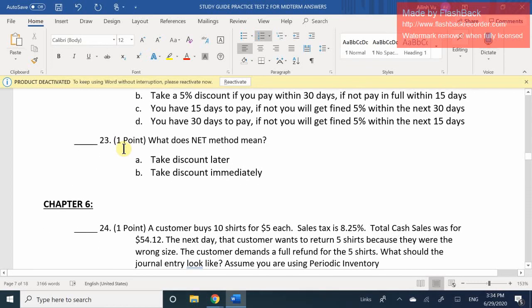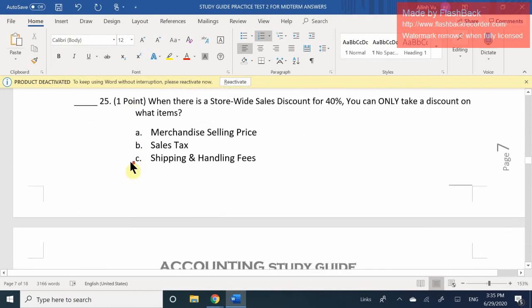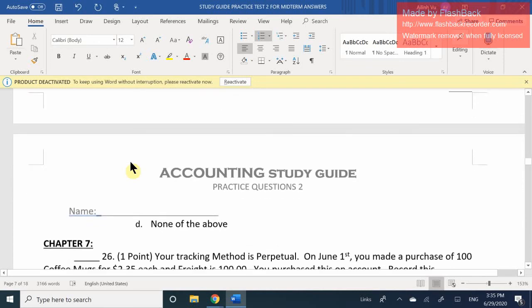Number 23. What does net method mean? B. Take the discount immediately. Yes, net. That is true. So what does take a discount later mean? Take it before it's due. That's the gross method. Good. Correct, gross.